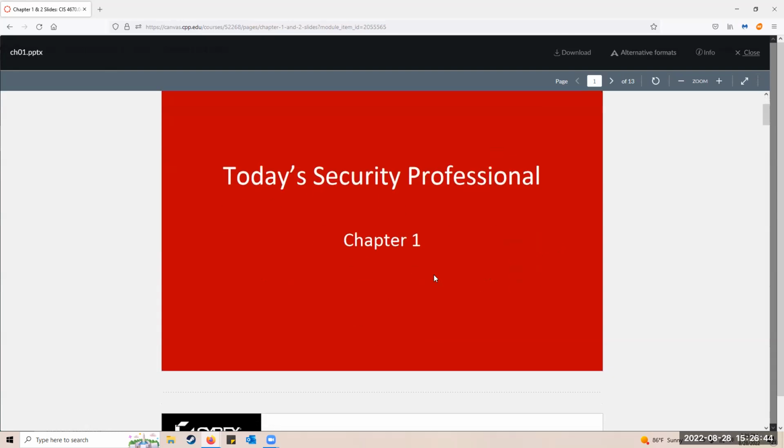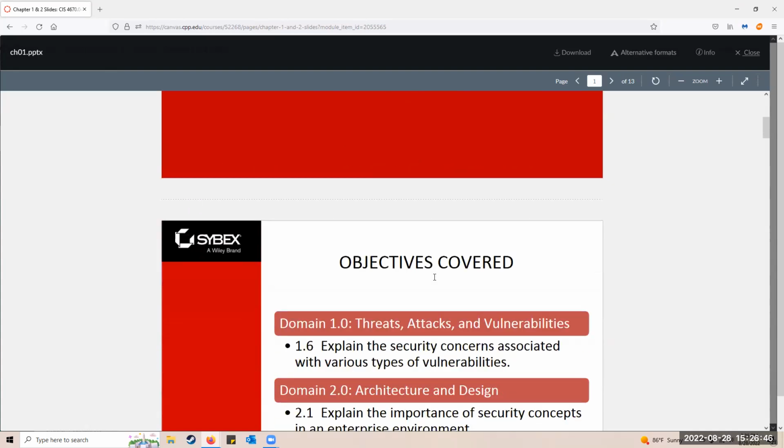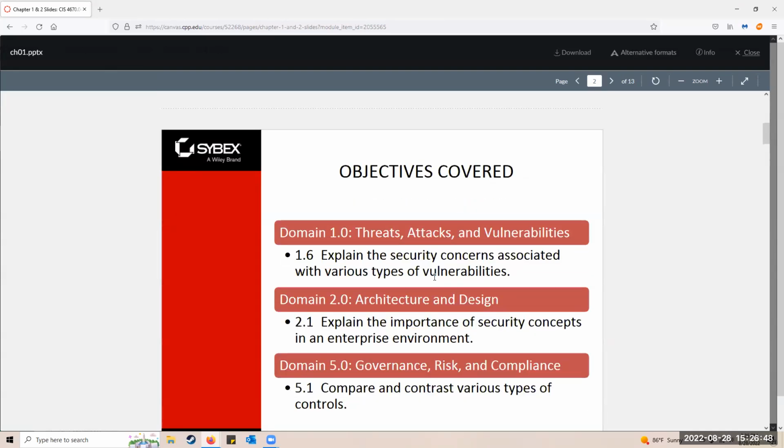So what does it mean to be a security professional today? Wow, you guys live in exciting times because the job market for cybersecurity professionals is wide open. And if you would have looked at what a cybersecurity professional was 5 years ago, it would be completely different from what it is today.